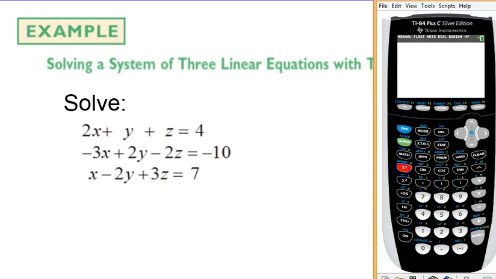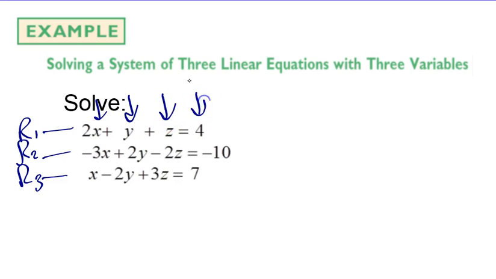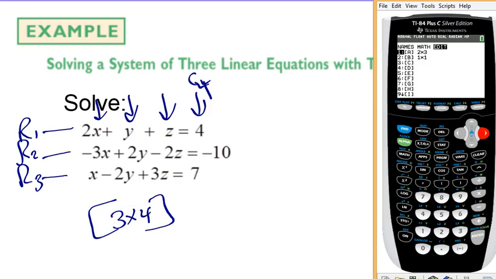I'll go back to my matrix. I'll edit it. However, this time I've got row 1, row 2, row 3, column 1, column 2, column 3, and column 4. So I'm going to call this a 3 by 4 matrix. I'll edit this.